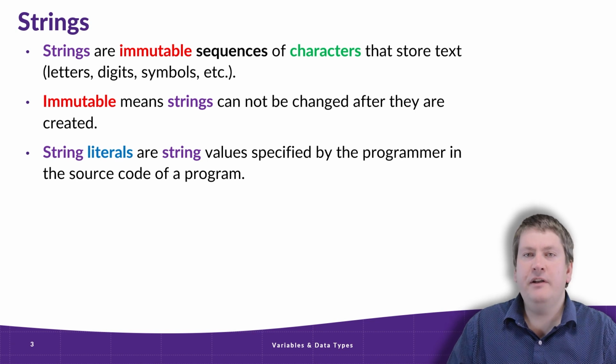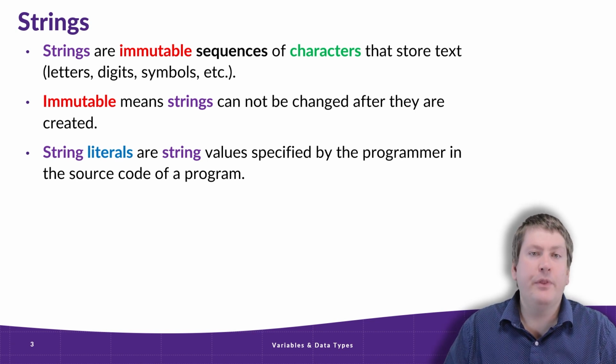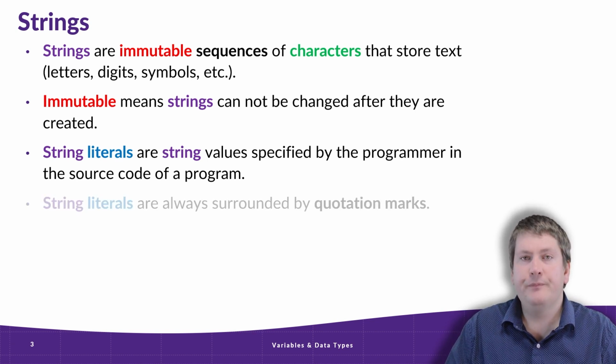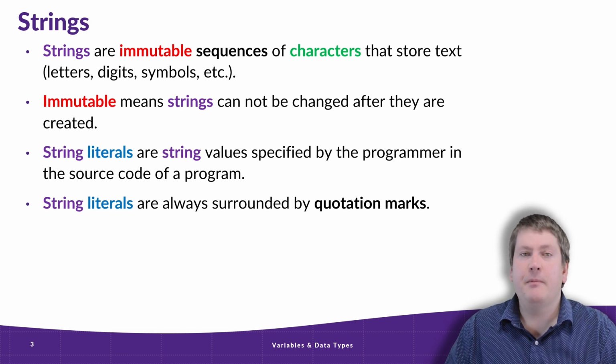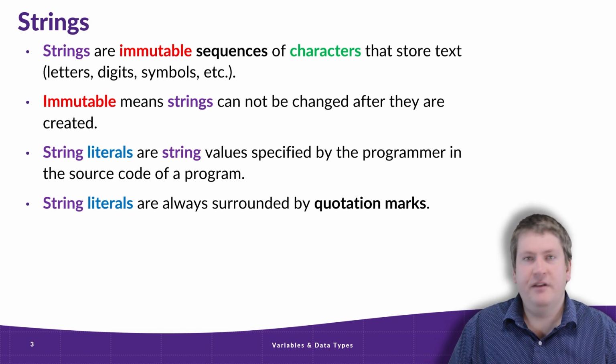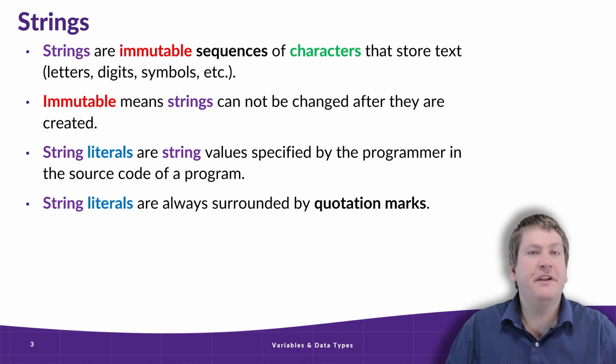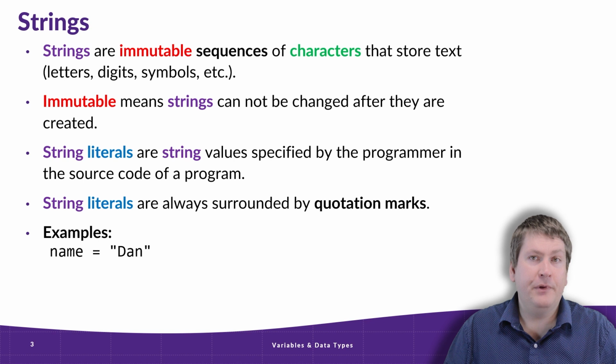String literals are string values that are specified by you, the programmer, in your source code. They're always surrounded by quotation marks to make them distinct from other code, variable names, functions, and so on. These quotations can be either double or single quotes. Let's take a look at a few examples.